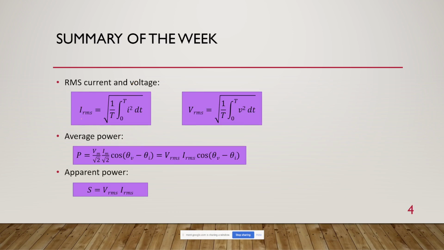The RMS current equation is given by this expression. So what does RMS mean? What do you understand by RMS? Can someone unmute and tell me what they understand by RMS? Why do we find RMS values and all? Anyone?